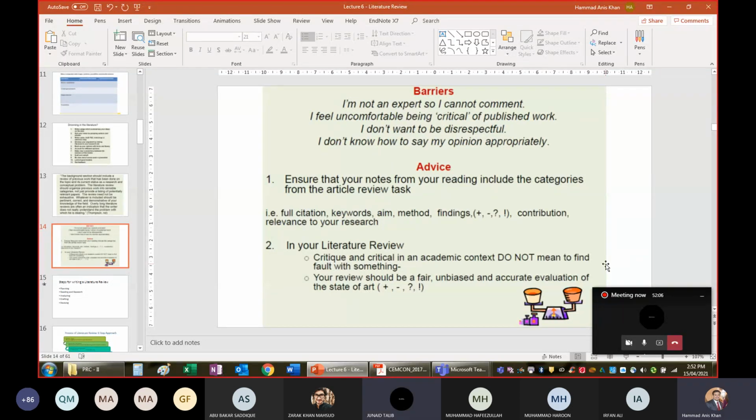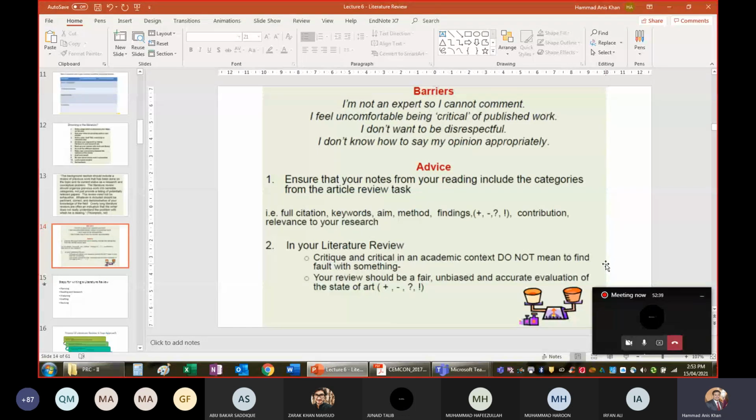So the barriers which can come to the mind of a person are like: I am not an expert, so I cannot comment. I feel uncomfortable being critical of a published work. I don't want to be disrespectful. I don't know how to say my opinion appropriately. So these are the things which can come to your mind, especially when you have assignment 3 on a critical review of a research paper. So remove these barriers. Okay, don't include yourself in these barriers.